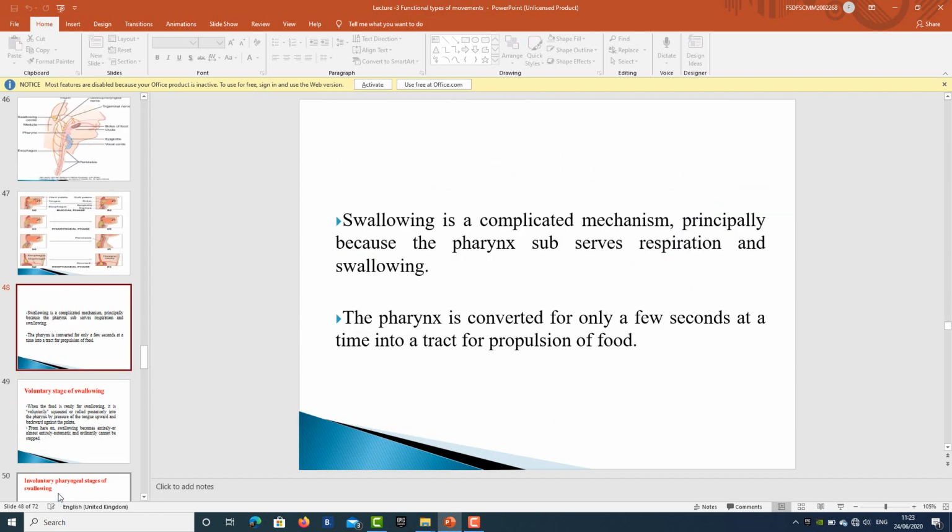Now, swallowing is a complicated mechanism, principally because the pharynx serves respiration and swallowing. It has two functions at the same time. The pharynx is converted for only a few seconds at a time into a tract for propulsion of food.